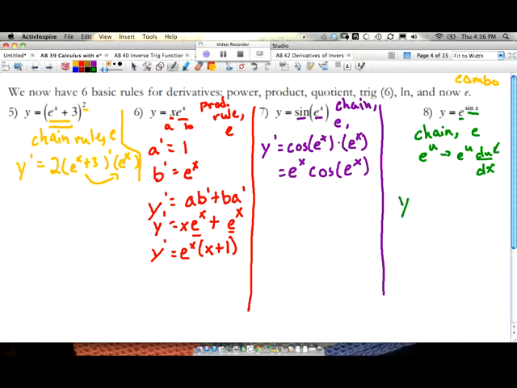Because if u is sine of x, then the derivative here is going to be cosine of x. So that tells me this is going to be e to the u, e to the sine x, times the derivative of that exponent, which is cosine x. Done. There we go.